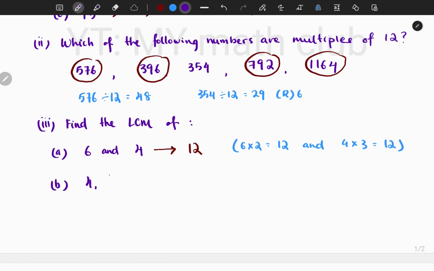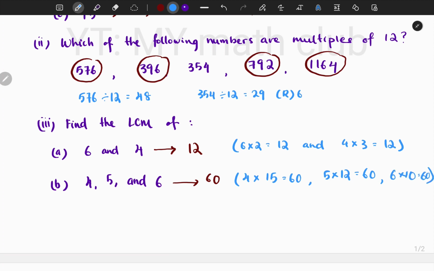The next question, you want to find the LCM of 4, 5, and 6. The answer here is 60, right? We can prove that by showing 4 times 15 is 60, 5 times 12 is 60, 6 times 10 is 60. So 60 is the common multiple here, right? Between 4, 5, and then 6.